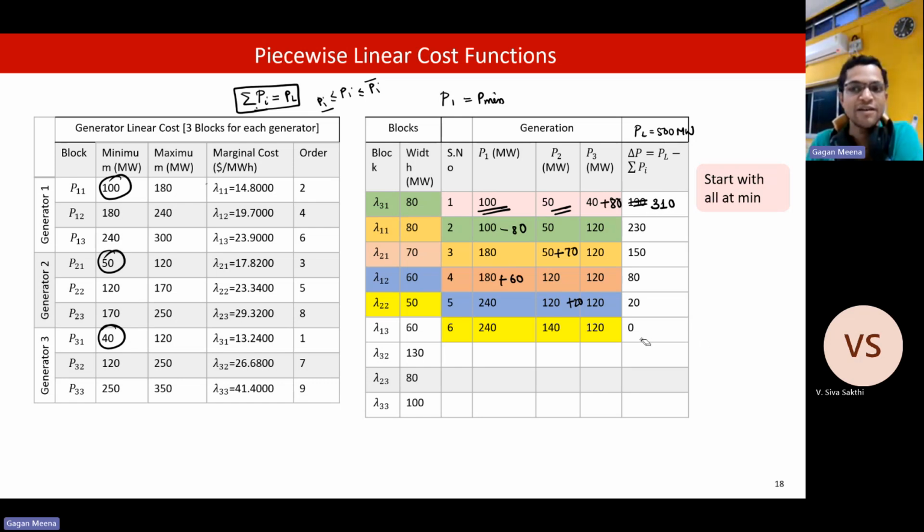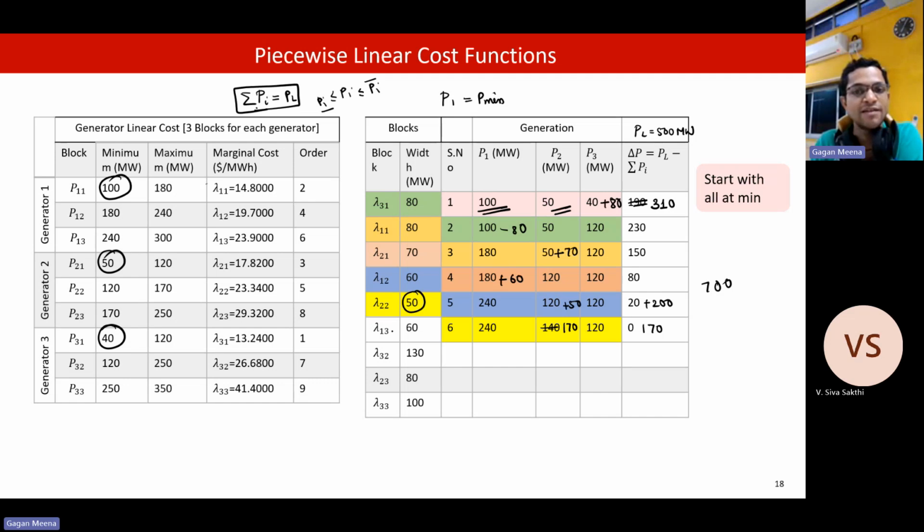Now, if instead of 500 the demand is more, let's say it is 700, then what are we going to do? Then we utilize this fully. In that case the difference will be plus 200, so it will be 220. If we use this one, 50 here, we add 50 to generator 2. This becomes 170. The difference was 220, minus 50, so it becomes 170.